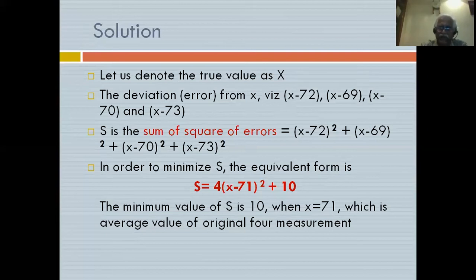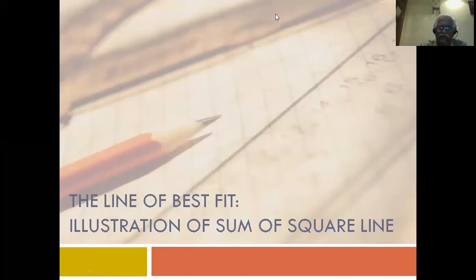You may not be happy. I also wonder how the equation 4 into (x minus 71) whole square plus 10 comes. Physically you understand that if x is 71, then the minimum is 10. So that was the question. The minimum value is 10 when x equals 71. That is, the mean is 71, the true value is 71. But how did this equation come? Next. It's a matter of a little bit of work. Next.